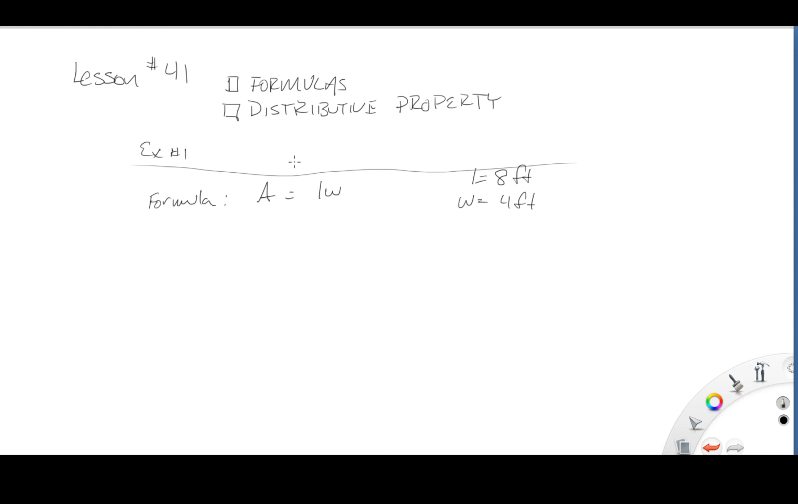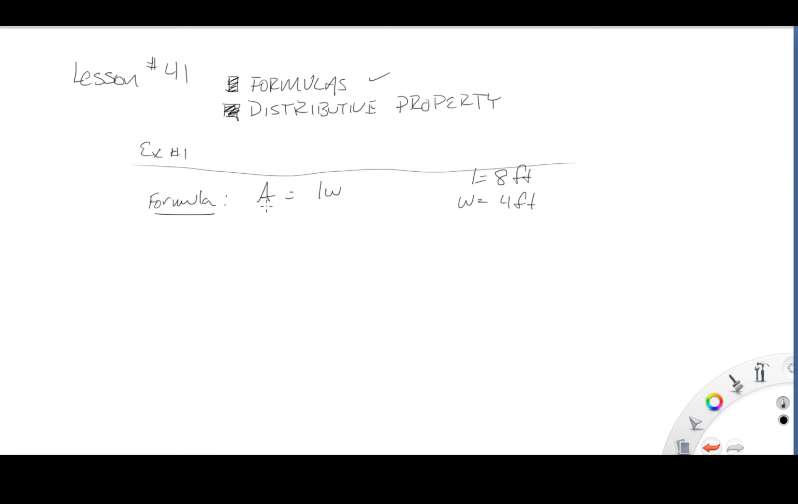Saxon Math, Course 2. We are on page 296, and we're going to be dealing with a couple of unique things that should be pushing us a little more towards the algebraic language. First one deals with formulas, and the second thing is dealing with distributive property. So let's start with formulas first, okay?